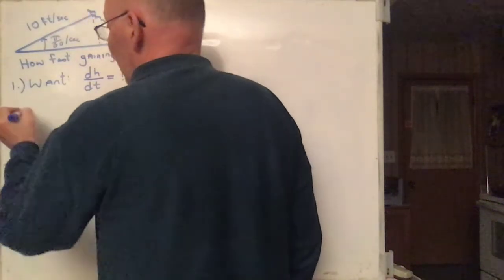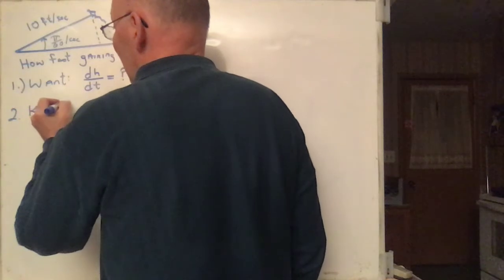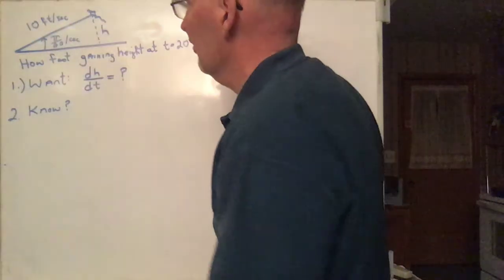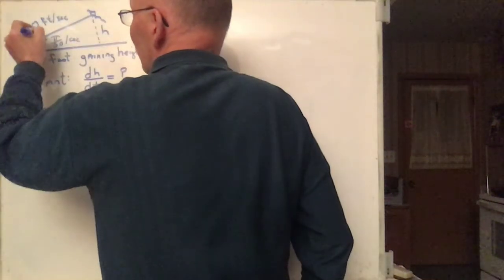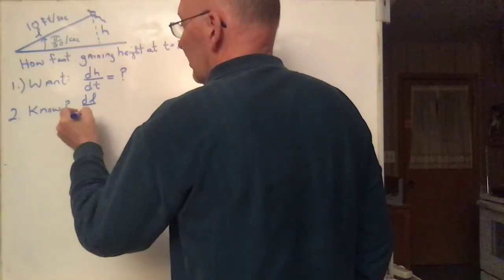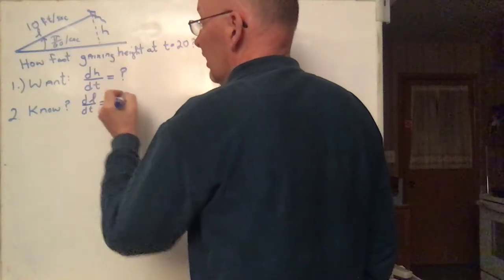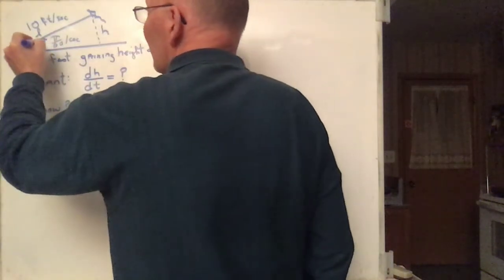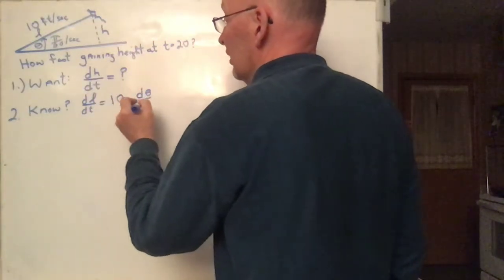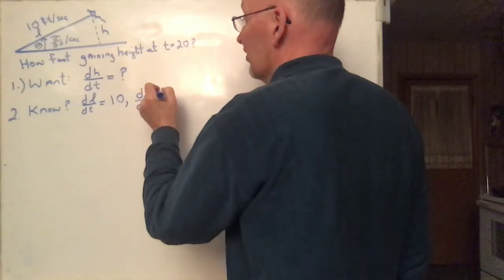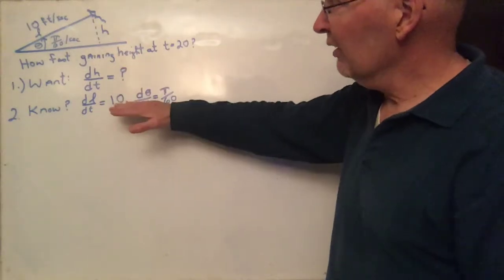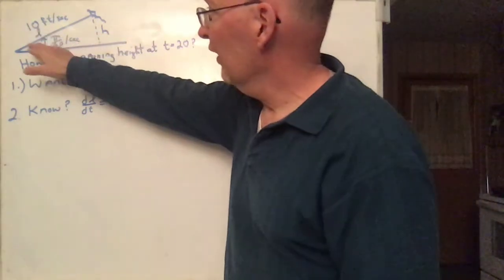Two, what is it you know? Well, we know two rates. We know the rate at which the string is being let out, this length right here. Let's let this stand for L, for the length of the string. So we know that dL/dt is equal to 10. And we also know that the angle, called the angle theta, is changing at a rate of pi over 60 radians per second. Okay, so notice that in order to do these problems, you need to assign variables to these things.